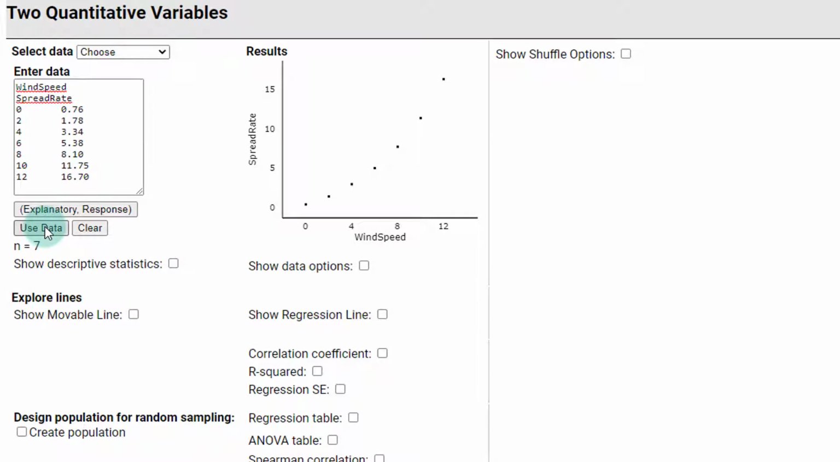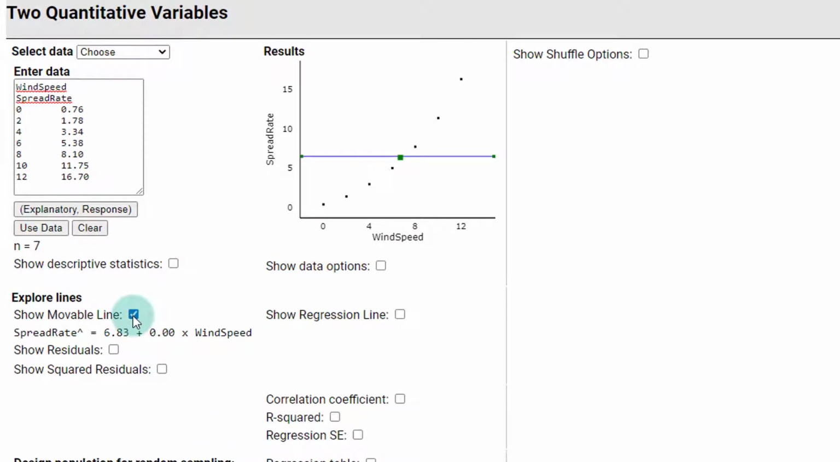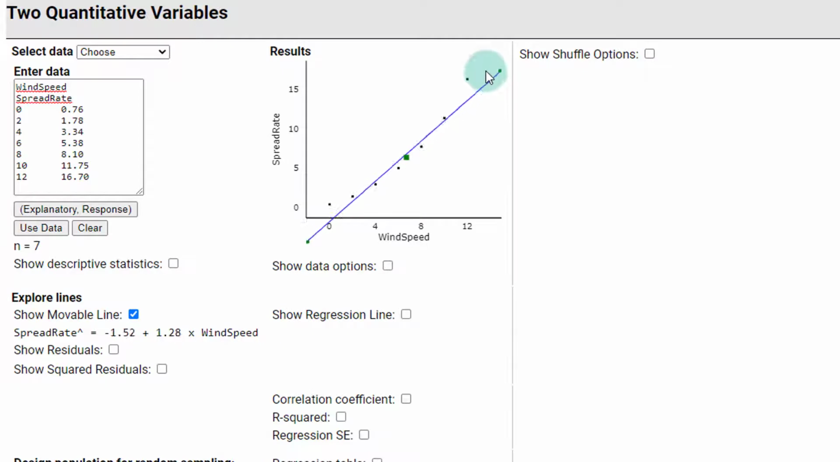The next thing students are asked to do is to check the Show Movable Line box. This adds a line to the scatter plot that can be moved around to try and fit the pattern in the plot. The slope can be adjusted by dragging on the end points of the line, and the intercept can be adjusted by moving the square in the center of the line.